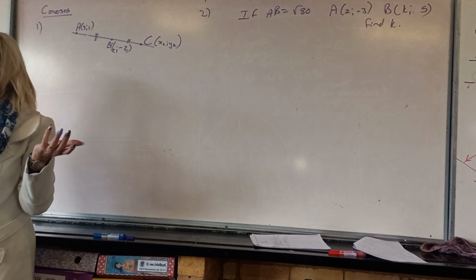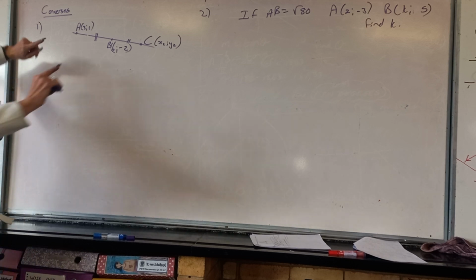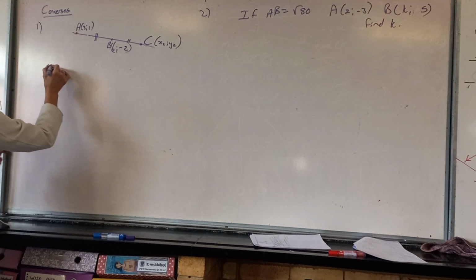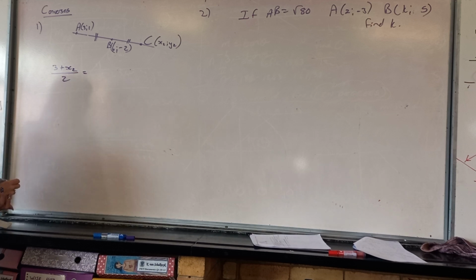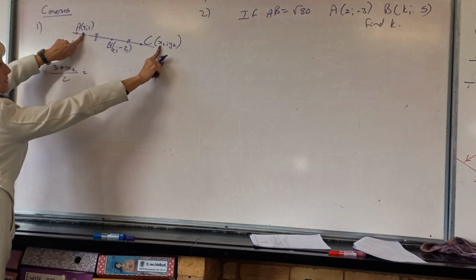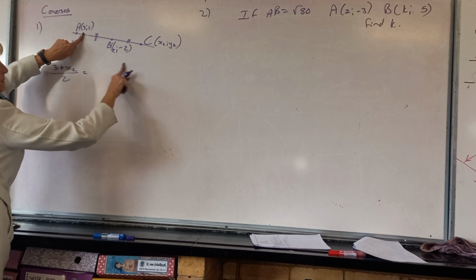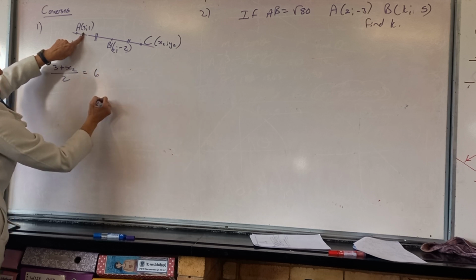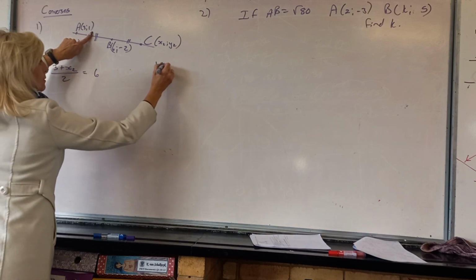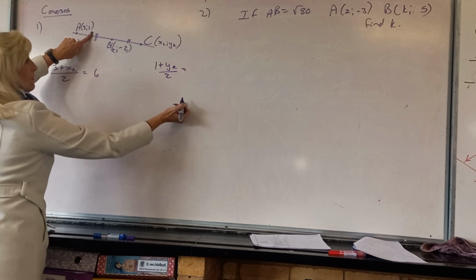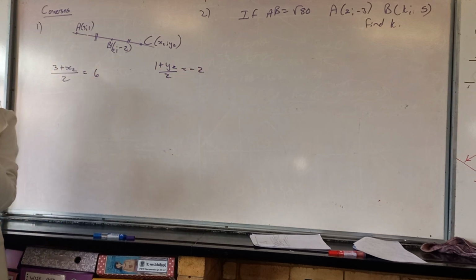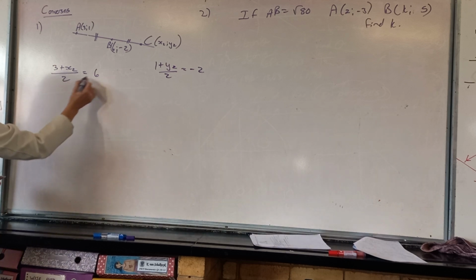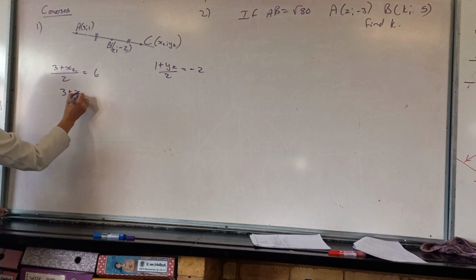Do it in reverse, right? So you know that 3 and x plus 2 divided by 2 should give you 6. And 1 and y plus 2 divided by 2 should give you negative 2. It's the midpoint formula, right? And then let's do our math.